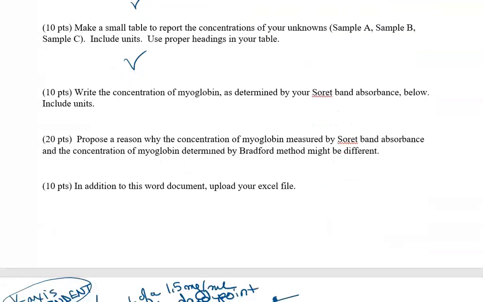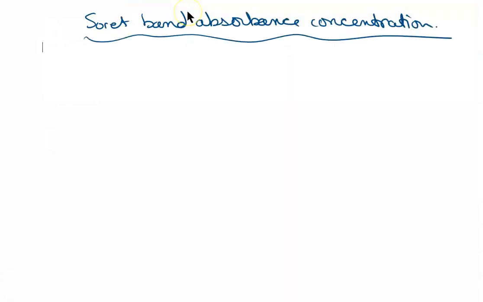Write the concentration of myoglobin as determined by your Soret band absorbance below and include units. This we still have to cover. So if we want to determine the Soret band absorbance concentration, a little clunky the way that I said it, but you get the idea here. We want to determine what is the concentration of the myoglobin sample from the Soret band absorbance.